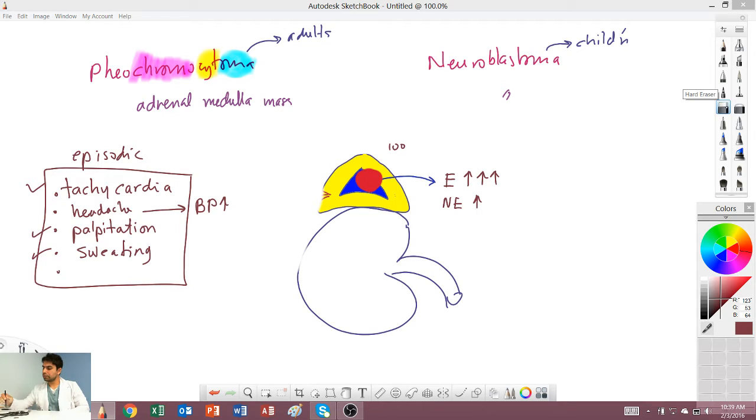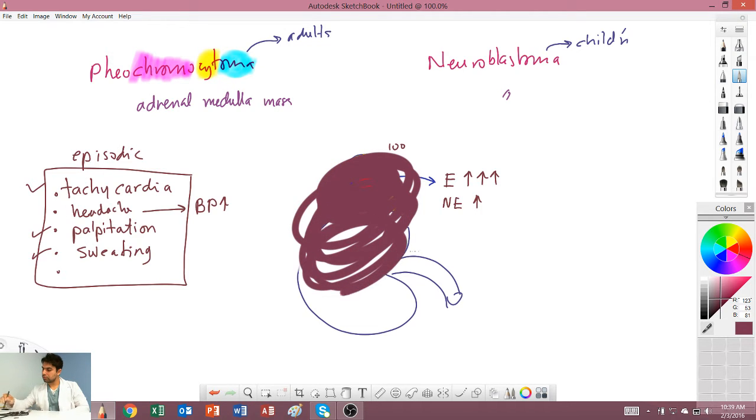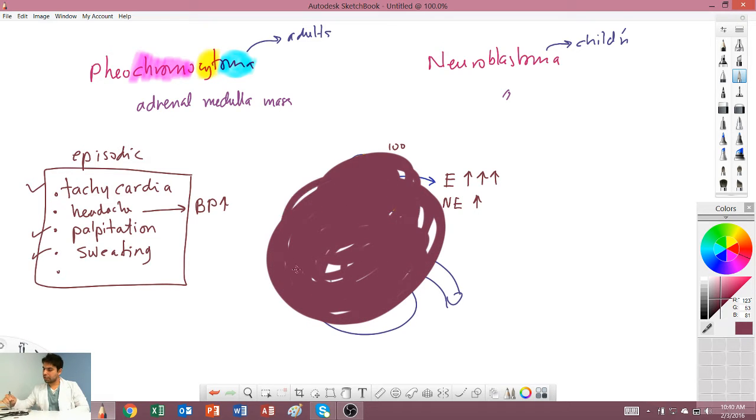In children, so let me increase the mass. In children, there you go. I didn't say anything yet. You can say whatever you want.